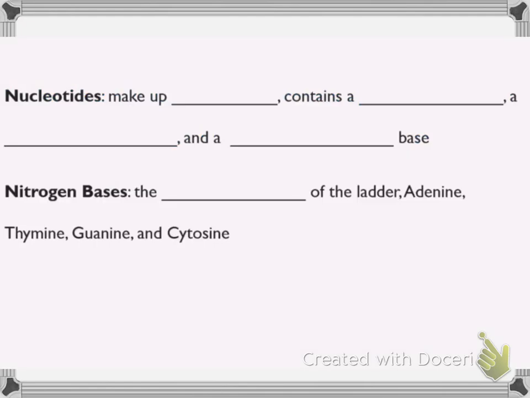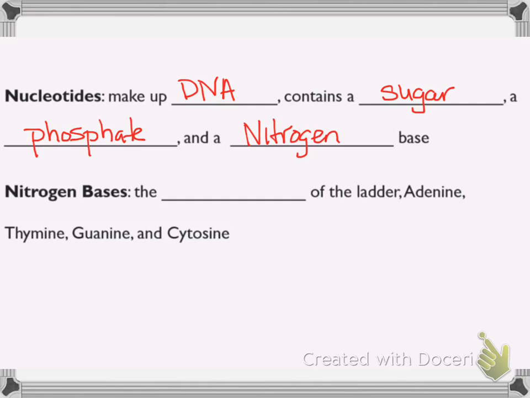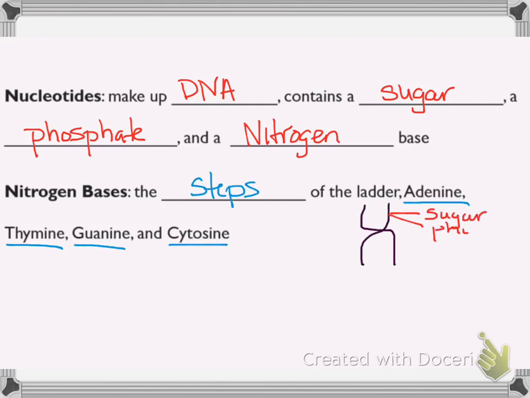All right, nucleotides. So nucleotides make up DNA. A nucleotide contains a sugar, a phosphate, and a nitrogen base. Nitrogen bases are the steps of the ladder if we're talking about the DNA and we're considering it a twisted ladder. The steps are made up of the nitrogen bases. And the part I didn't tell you was that the sugar and phosphate make up the arms of the ladder, or they sometimes call it the backbone. Okay, so the sugar and phosphate make up the arms of the ladder, also known as the backbone, and then the nitrogen bases make up the steps.